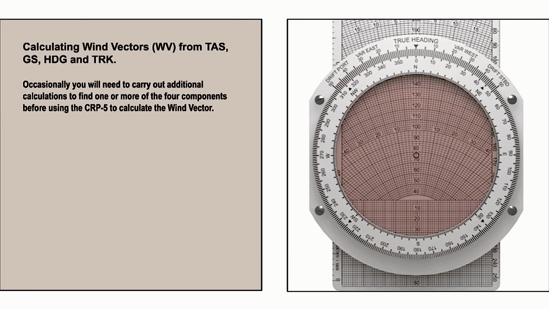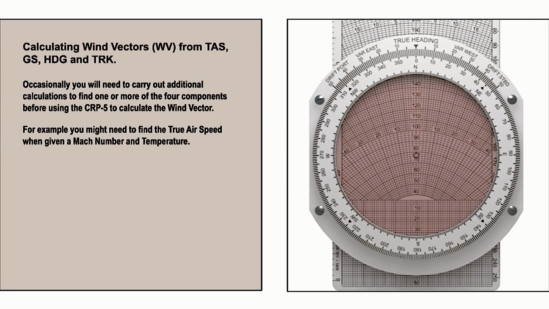Occasionally, you will need to carry out additional calculations to find one or more of the four components before using the CRP-5 to calculate the wind vector. For example, you might need to find the true airspeed when given a Mach number and temperature.